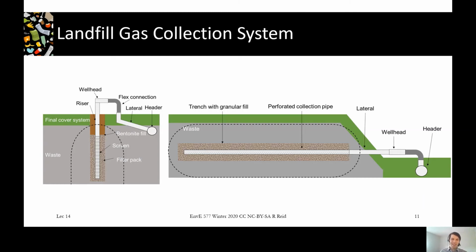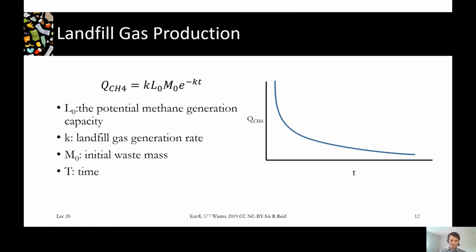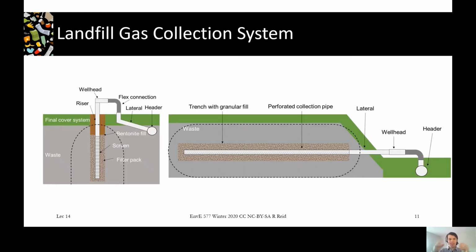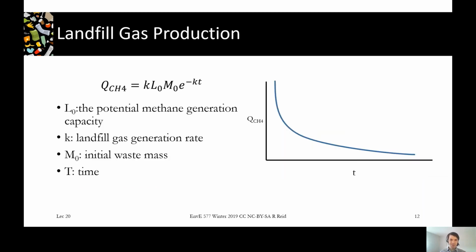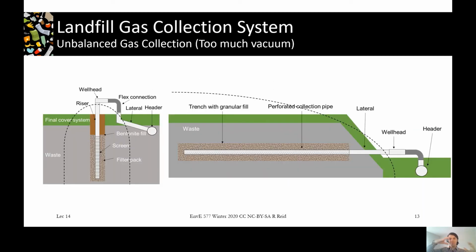Over time, we know that our waste is going to produce less and less gas. This is the modeling we're doing in lab 1. So if we keep this same amount of air coming into the system, but there's less gas being produced over time, what's going to happen is that sphere of influence is going to grow. So now we're pulling too hard for the amount of gas that we're producing, and we're actually going to stop pulling from the waste and start pulling from the air.